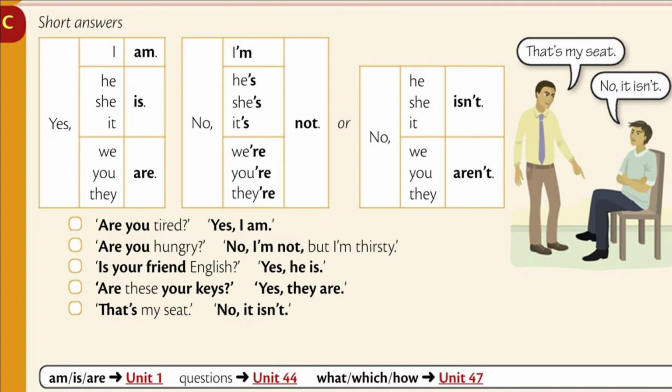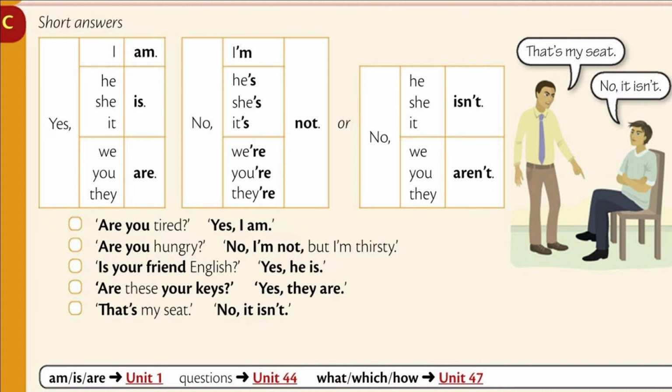Yes, you are. No, you are not, no, you aren't. Yes, they are. No, they are not, or no, they aren't. Some more examples. Are you tired? Yes, I am. Are you hungry? No, I am not, but I am thirsty.